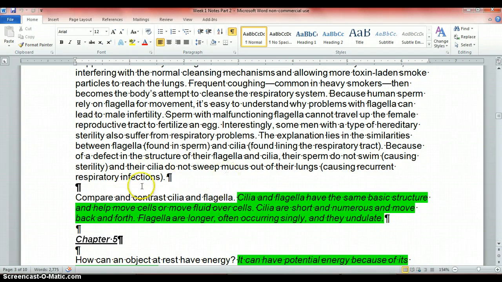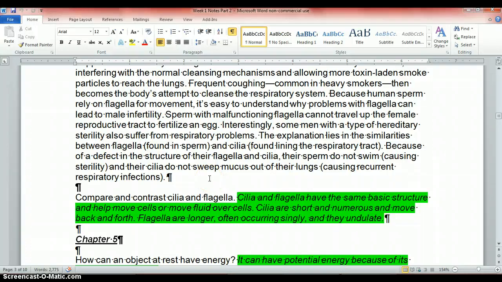Okay. And then let's just do the quick compare and contrast of cilia and flagella. Cilia and flagella are the same basic structure and help move cells or move fluid over cells, right? I always think of the flagella as moving the cell and the cilia as moving stuff over, but it can be either way. Cilia are short and numerous and move back and forth. Flagella are longer and often occur singly, okay?